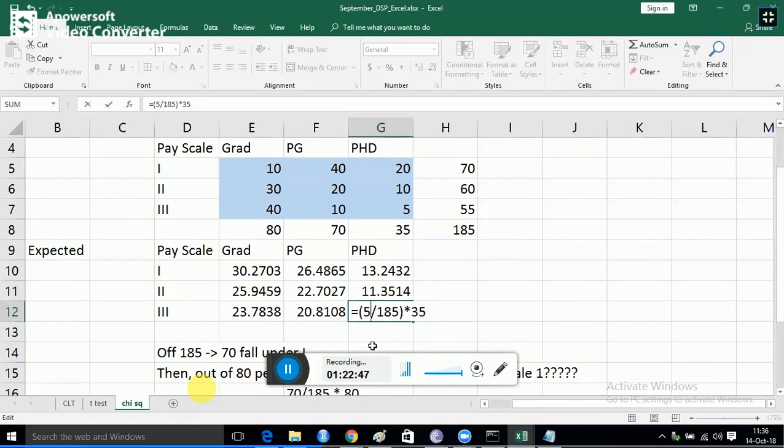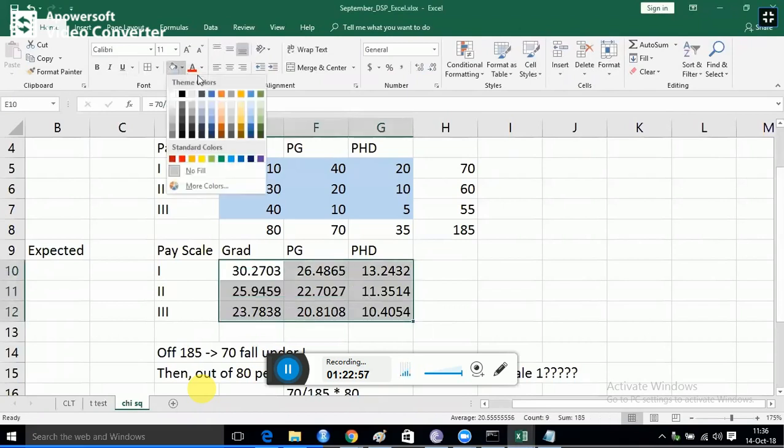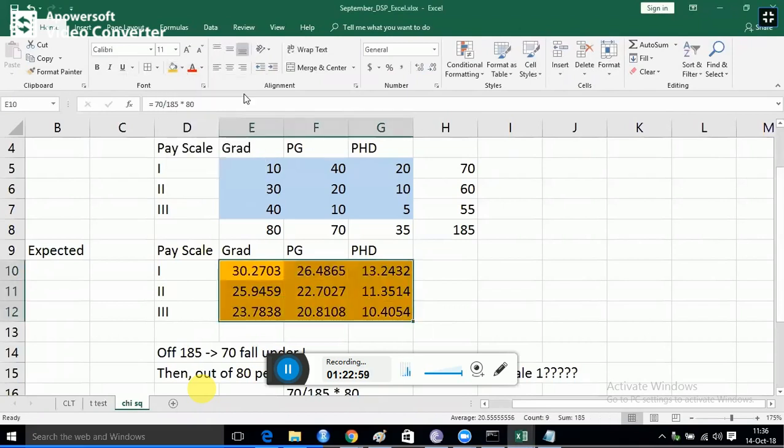Oh, sorry. Yeah, got this? And let's put it in this color.